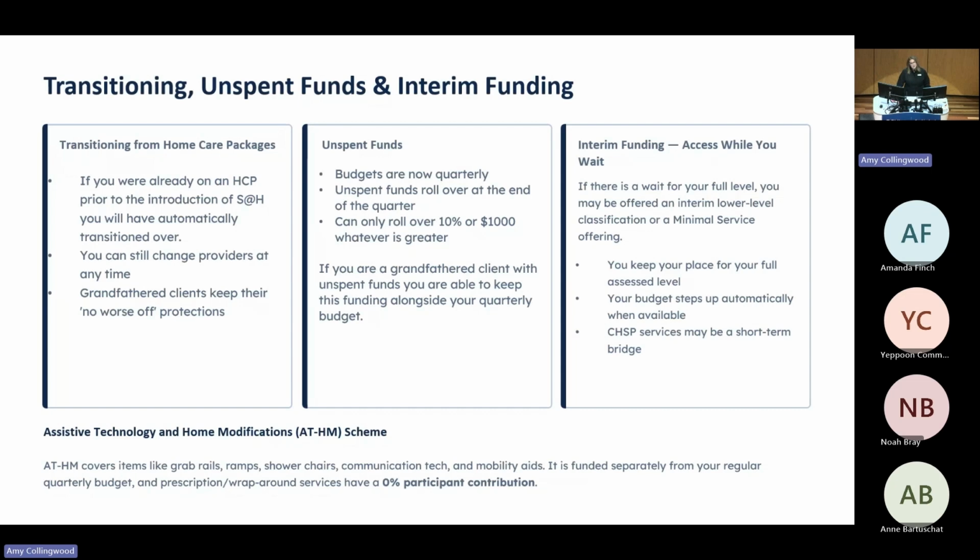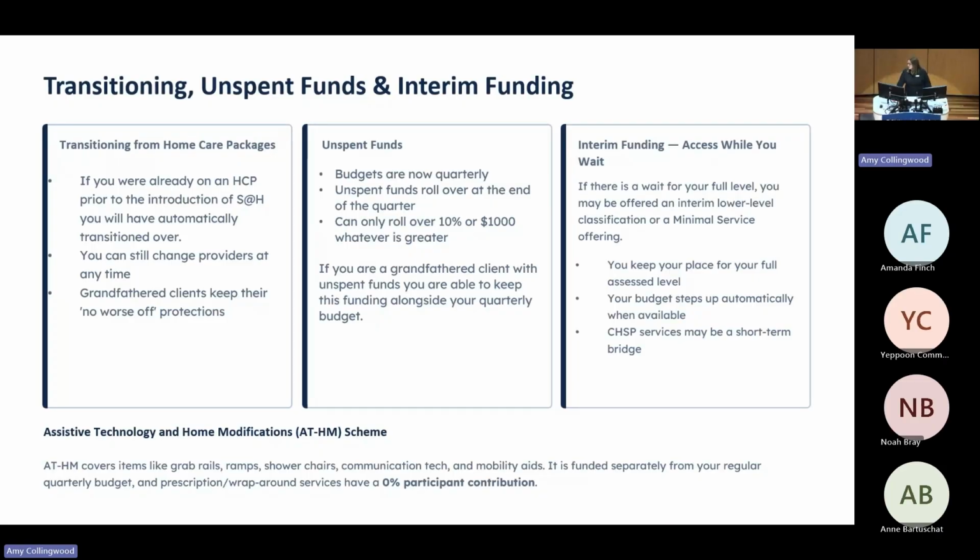That's one way. In the past, they used to just give you a lower level package. So if you're waiting for a 4, they might have given you a 2 until the rest of the funding came through. At the moment, we're seeing probably 80% of packages that are coming through for Support at Home are on a minimum service offering, which means they're only getting 60% of their funds for the first 3 months. So it can make it quite challenging.